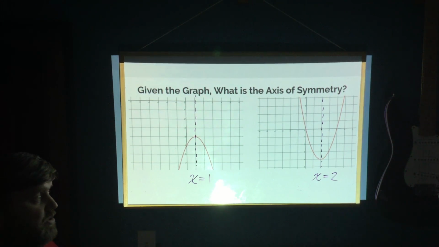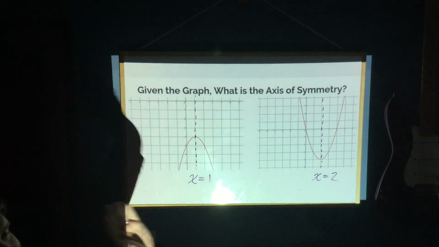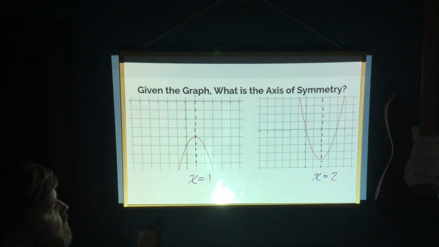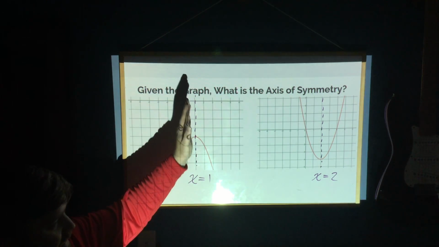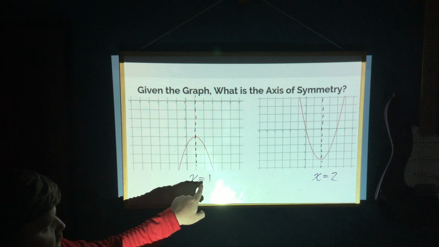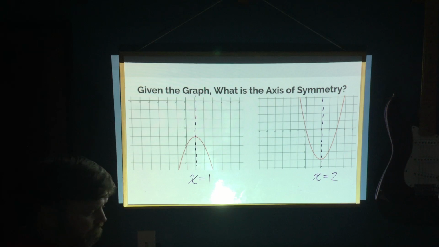So the axis of symmetry is simply this vertical line, which we draw as a dashed line because it's technically not part of the parabola. A solid line would indicate it's part of the graph. And the answer is never a number, it's always an equation of x equals whatever that vertical line happens to be.